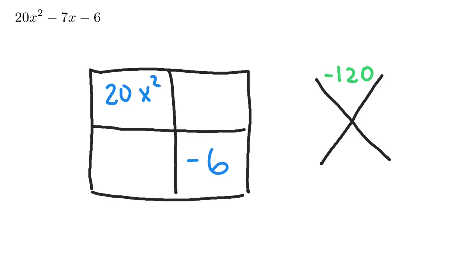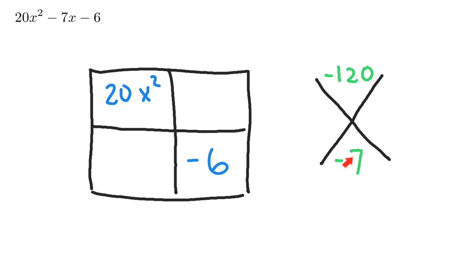Okay, then we take the middle term, again, ignoring the x's, just the coefficient, which is negative 7. Don't forget to carry the negative sign along with it. Negative 7, and that goes on the bottom of our diamond. Okay, so here's our diamond problem. So we got negative 120 on the top, negative 7 on the bottom.